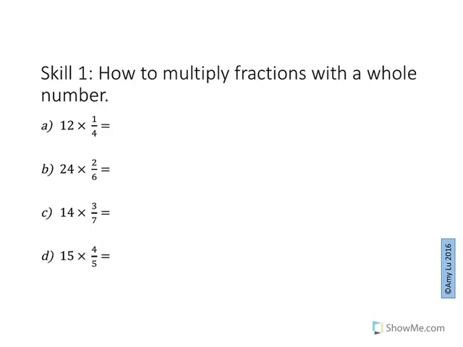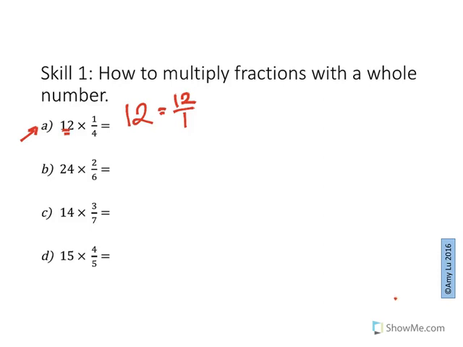So here's the first skill to set us up for the next skill. How do we multiply fractions with a whole number? Well, let's look at example A. One thing we have to be reminded of is that a whole number, in this case the 12, is really a fraction at heart. It's really 12 over 1. Because when you simplify this fraction, 12 over 1, it simply becomes 12.